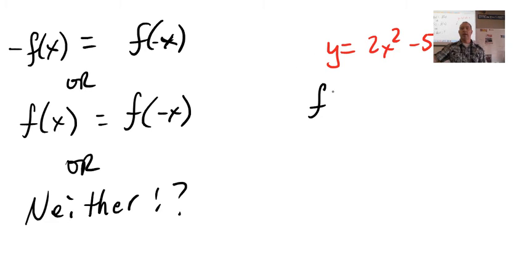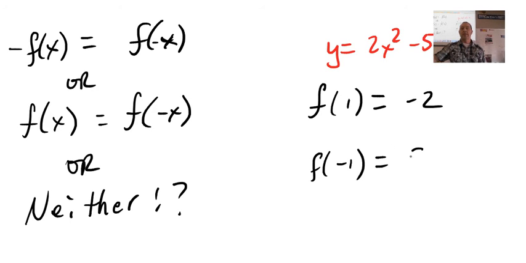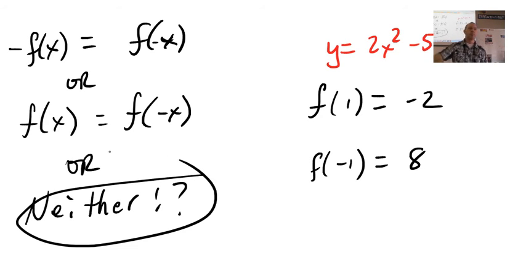It's neither? Okay. So what's f of 1 here? That's 2 minus 5 is negative 3 plus 1. Negative 2. What about f of negative 1? 8. So those are the same? No. Are they the same number of opposite sign? No. So neither is your answer.